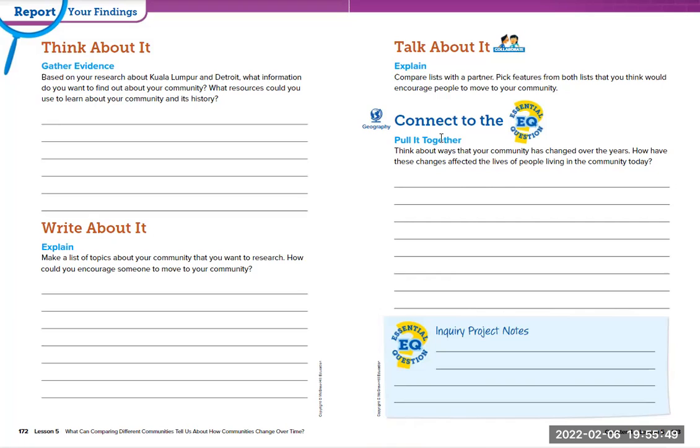For the connect to the essential question, make sure that you are pulling it together, and you're going to think about ways that your community has changed over the years. How have these changes affected the lives of people living in the community today? So if I were to continue talking about San Diego, just because I don't know what city you wrote about, but if I were to write about San Diego, I could write about how originally San Diego was part of Spain back when Mexico had California. And then later when the United States took it, it became part of the United States.